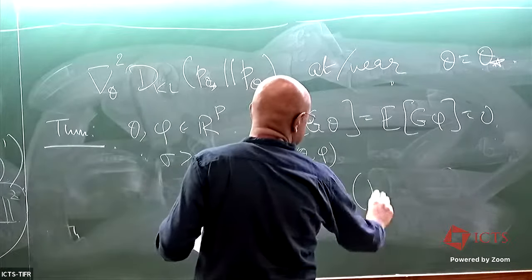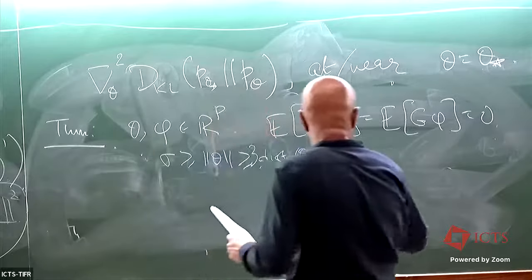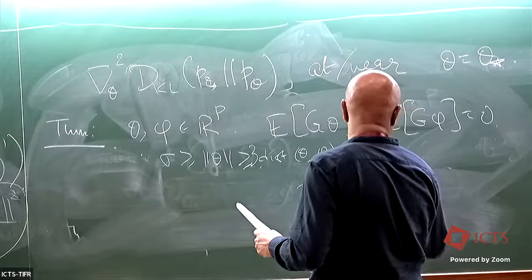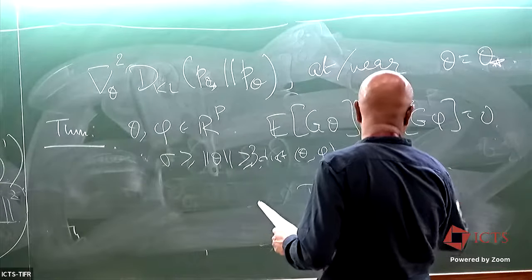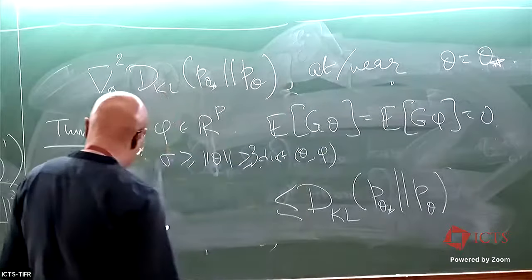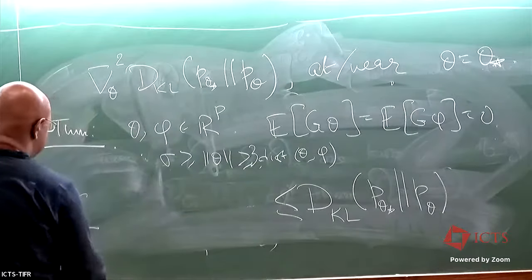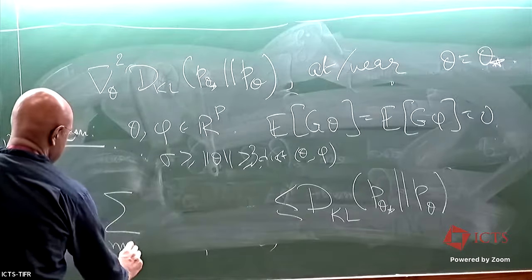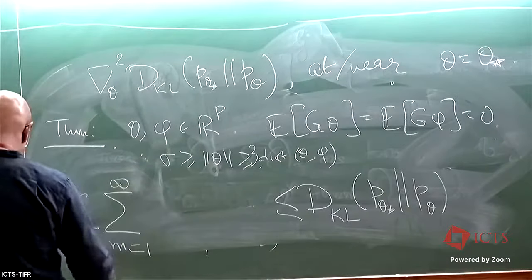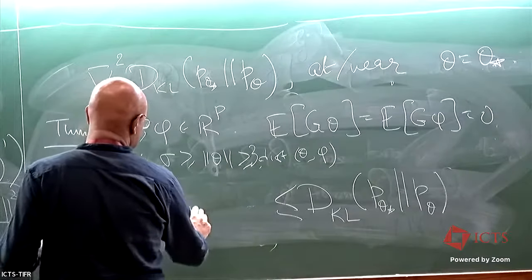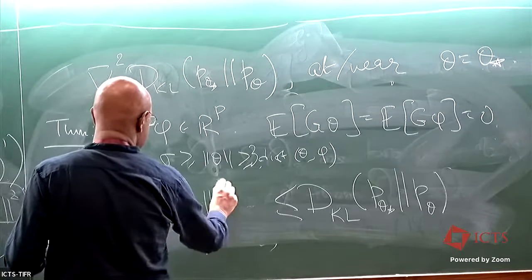But what is the statement? The statement is that the KL divergence between P theta star and P theta is comparable to a series. C upper bar and C lower bar are universal constants. I will come to what these quantities are.